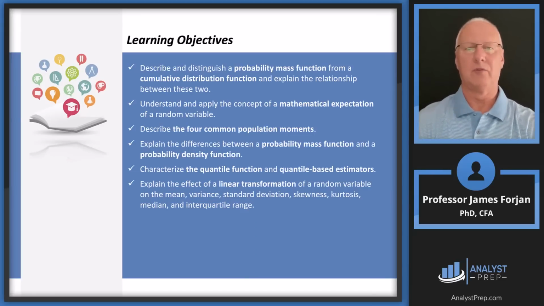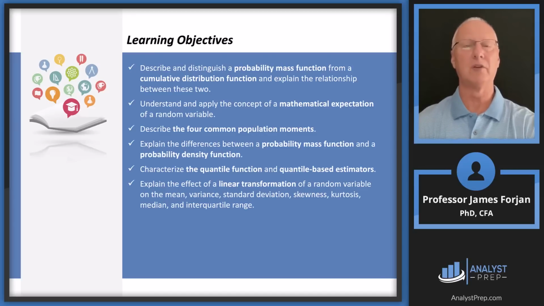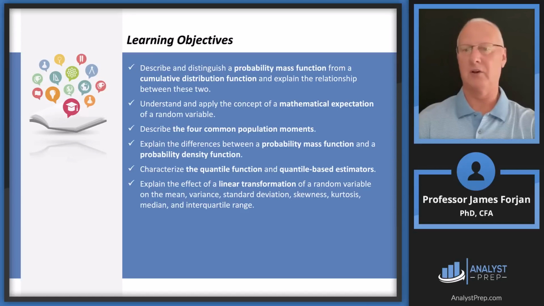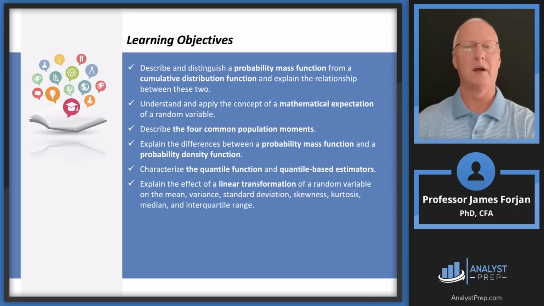The learning objectives, there are 6 of them. We'll talk about probability mass functions and cumulative distribution functions. I'll show you a couple of pictures, and I think the illustrations really help distinguish between those two. We'll talk about expectations. We'll do mean, standard deviation, skewness, and kurtosis. Those are the moments of a distribution. We'll talk about quantiles and linear transformation towards the end.